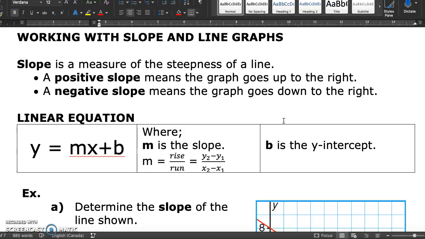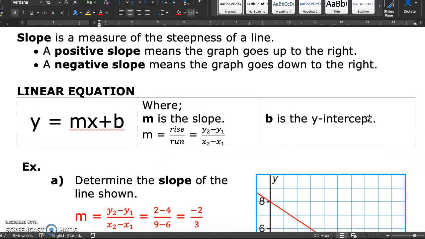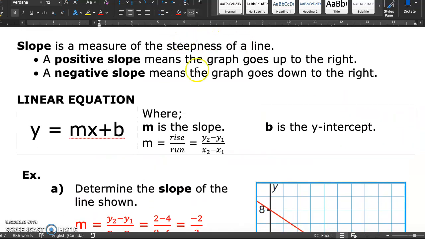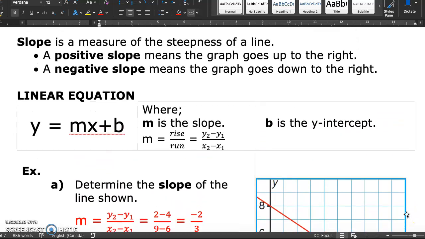Slope is a measure of the steepness of a line. A positive slope means the graph goes up and to the right, so this is a negative slope because it goes down to the right. But as you go from the left to the right, if it goes up or increases, then it's a positive slope. And this is a visual of a negative slope.